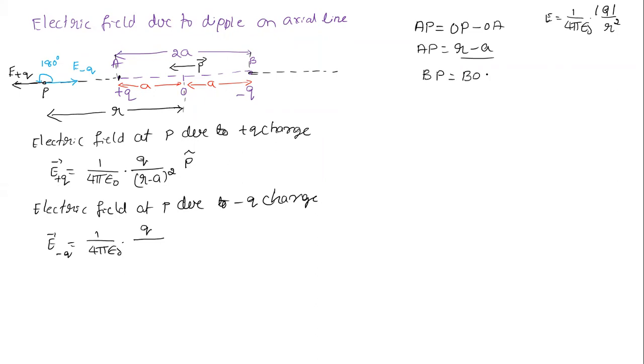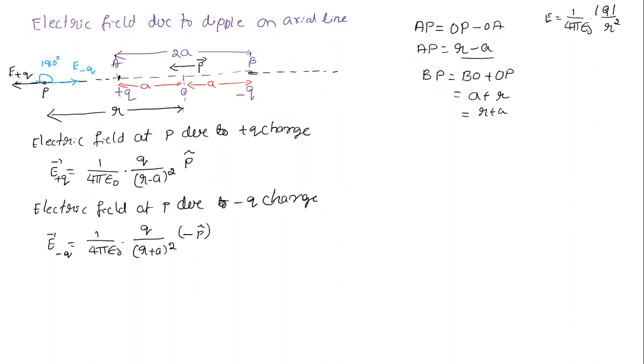It is BO plus OP. What is BO? A. Plus OP means R. So can we write it as R plus A? So the distance is R plus A whole square. And now look at it. The electric field due to the negative charge is in what direction? It is towards A, meaning against the dipole moment, right? I'll write minus P cap. You got to know why I'm writing minus P cap, because it is against the direction of the dipole moment. Both are in opposite directions, so we take a negative sign.